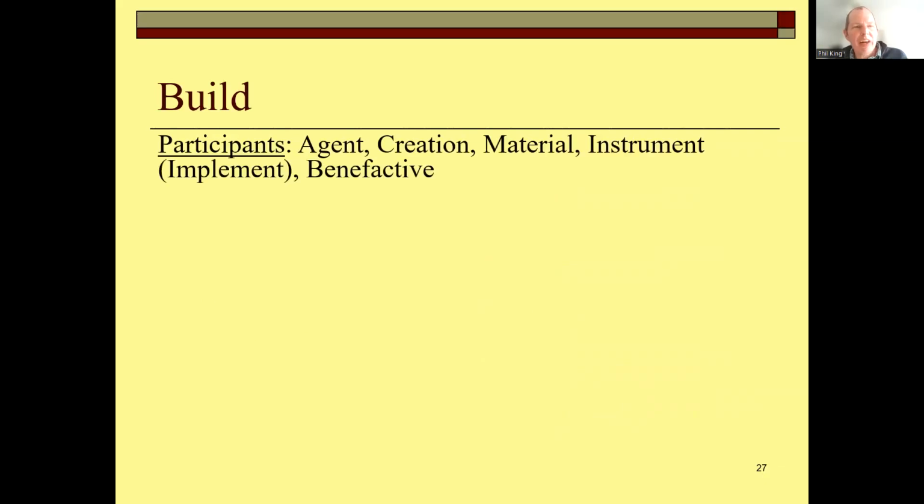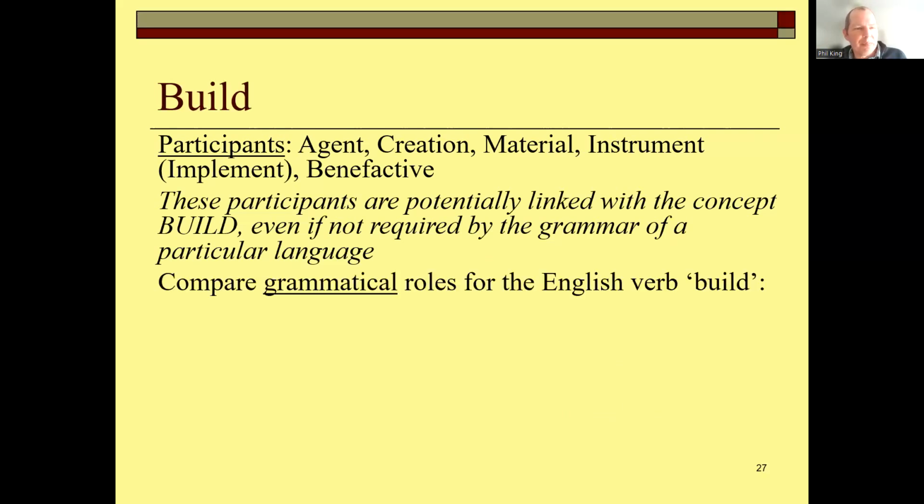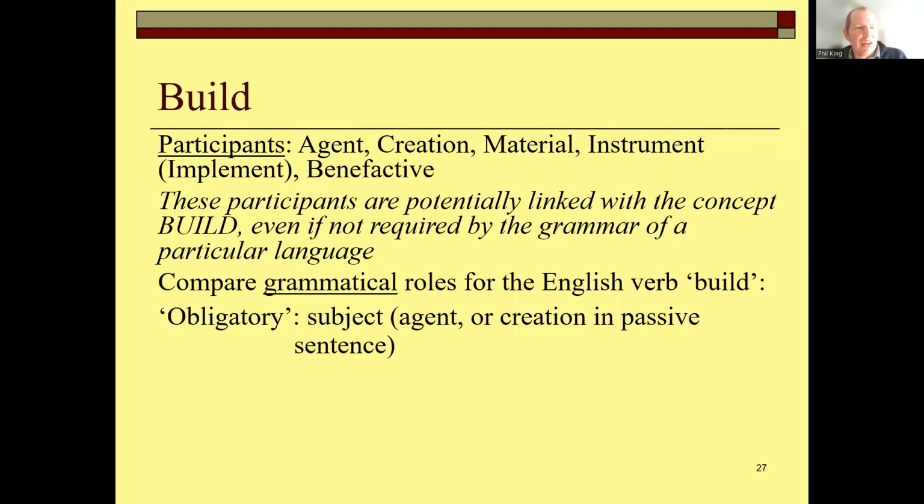So we have these various different roles, the agent, the creation, the material, the instrument, the benefactive, that could all be evoked. They're all potentially linked with the concept build, even if they aren't required by the grammar of a particular language. And they take different grammatical roles. You can see those in English. So in English, we generally have a subject, either explicit or implied, and the subject's either going to be the agent or it's going to be the creation if we have a passive sentence like "the shed was built."